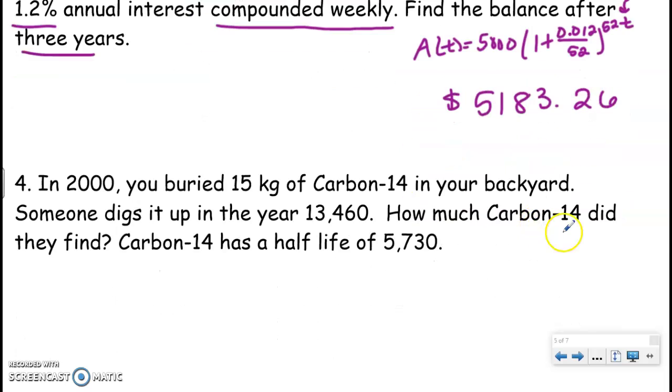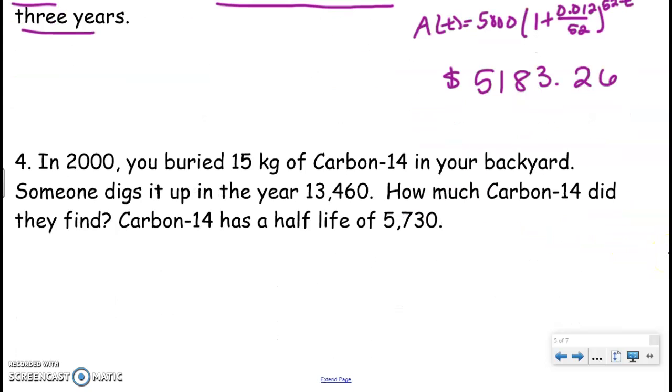$5,183.26. Okay, next one. In 2000, you buried 15 kilograms of carbon-14 in your backyard. Someone digs it up in the year 13,460. How much carbon-14 did they find? There's a half-life of 5,730 years. Okay, so we want to find our final amount.